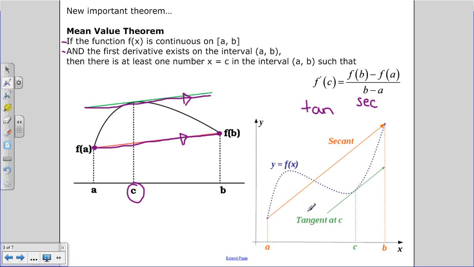Here's another picture. We start here at A, and then we end up here at B. And here is our secant line. And there are two different places, here and about here, where the slope of your tangent line is the same thing as the secant line. This first picture, you just have one C between A and B, where the slope of the tangent line is equal to the secant line. Here you have two different places.